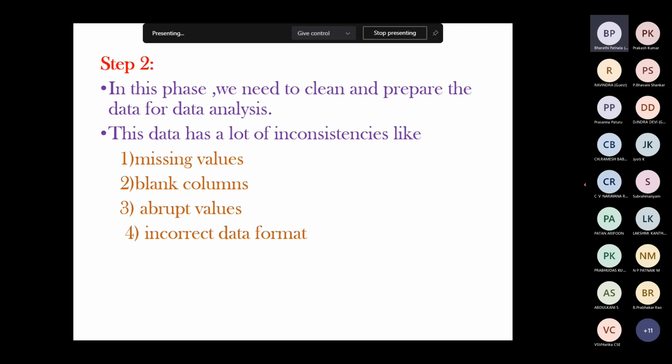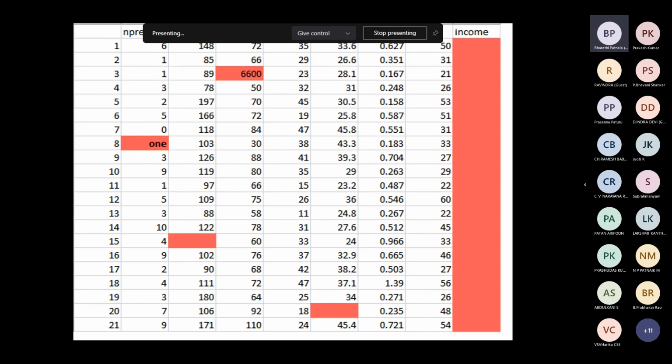If not, is there any chance of getting diabetes? Then we can give suggestions to prevent it. So here you can see a table. In this table you can see some inconsistency.